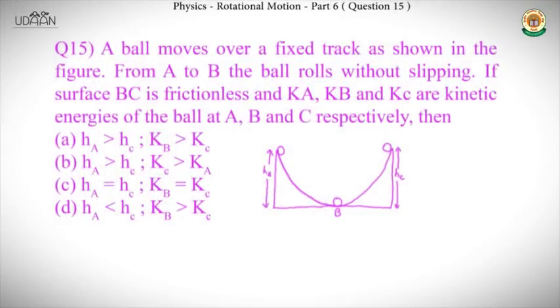Moving on to question number 15. A ball moves over a fixed track as shown in the figure. From A to B, the ball rolls without slipping, and the surface BC is frictionless. Ka, Kb and Kc are the kinetic energies of the ball at A, B and C respectively. Then 4 options are given to us regarding the heights of A, B and C, A and C and their comparison, and regarding the kinetic energies and their comparisons. Let's see which of the options is valid.